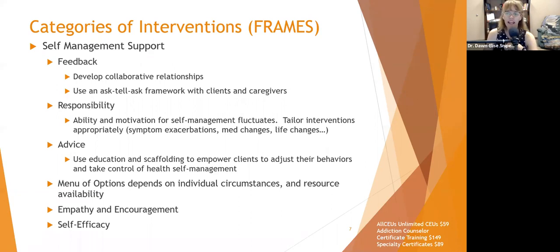We want to provide advice using education and scaffolding to empower clients to adjust their behaviors and take control of health self-management. Assess first. Don't just assume that a client is ignorant because that is so insulting. Assess first what they know and then help them figure out where to find reliable education about their condition or give them information about their condition. And then use scaffolding. Remember, this is where we help people as much as they need help. Think about it like teaching somebody how to ride a bike. You wouldn't just tell your kid, okay, this is how you ride a bike.